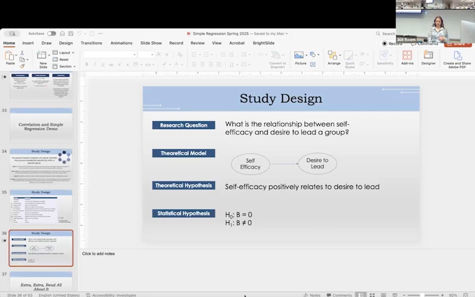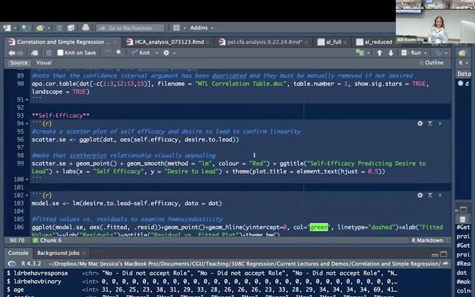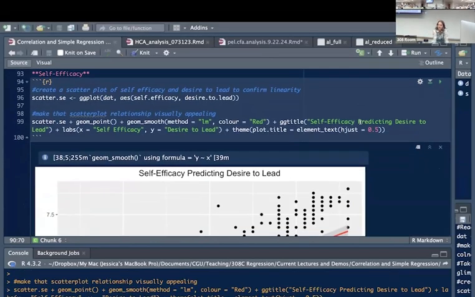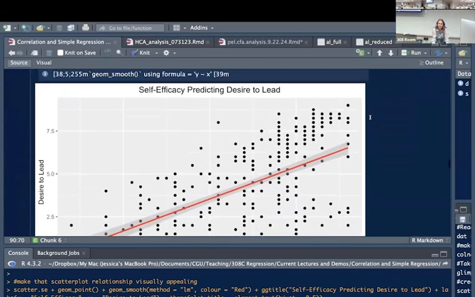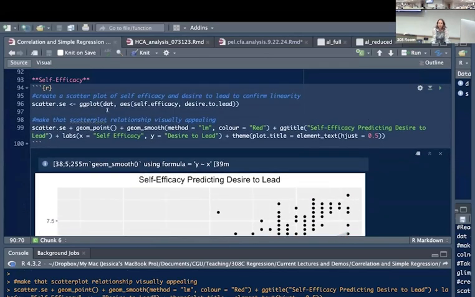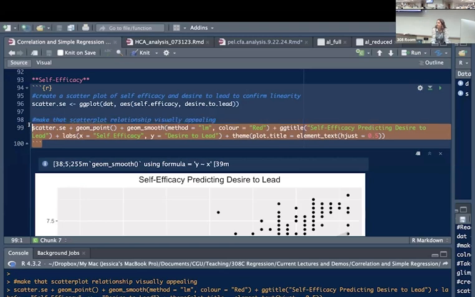Okay, good. All right, now let's go to R here. We've got our scatter plot. We're going to check assumptions. We already looked at skew and kurtosis last time. We've got self-efficacy and desire to lead. Here's our scatter plot. To make that scatter plot, I first specified the relationship here. So there's the data set, and here are the two variables that I'm going to check. And then this is just about making that scatter plot pretty.